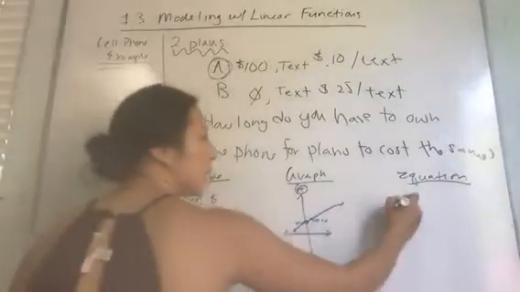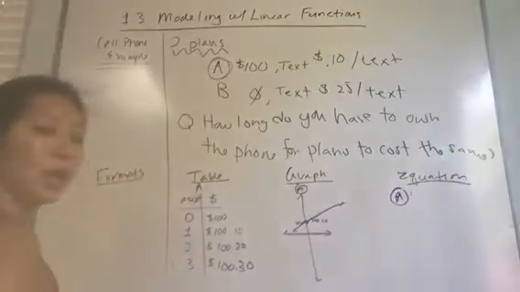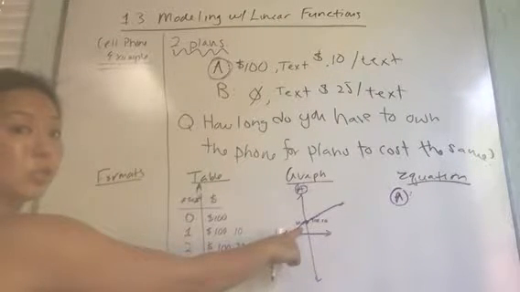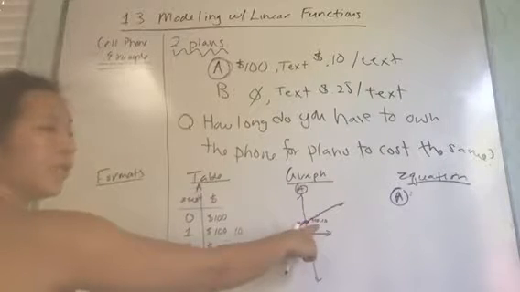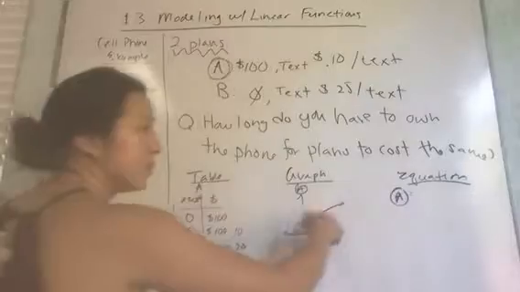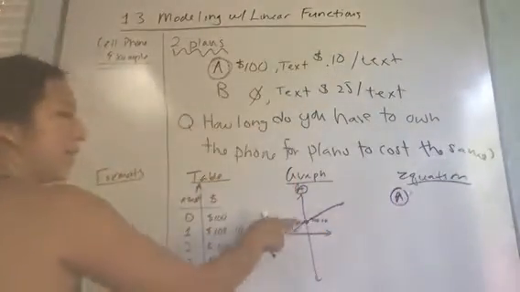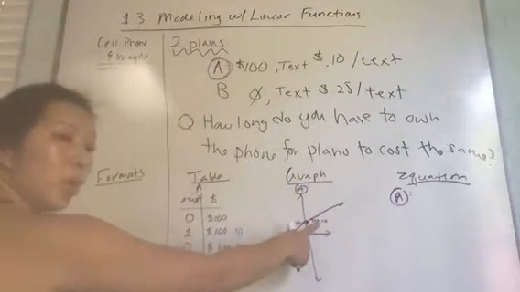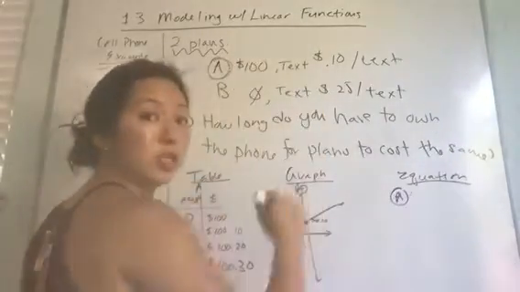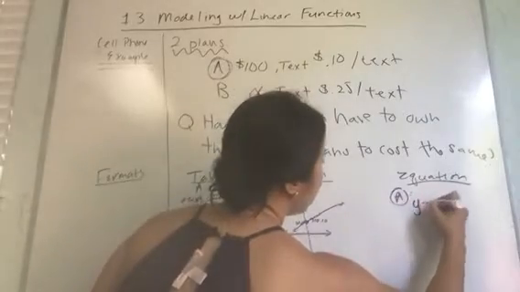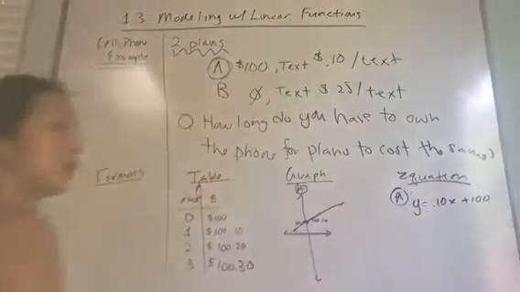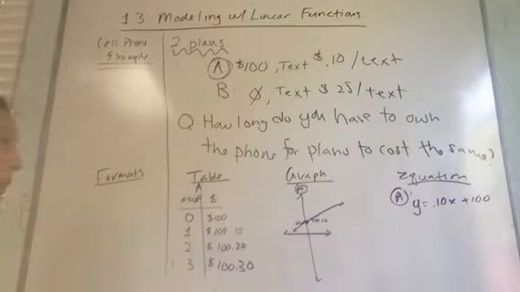So the equation for company A, we know that our y-intercept is going to be at 100, because that's how much you start with at the beginning. And then every text message, or x, that you have is going to be charging another 10 cents. Because we have the intercept and the slope, which is 10 cents each text message, it's best to use slope-intercept form: y is equal to 0.10x plus 100. So that's the equation representation for company A.